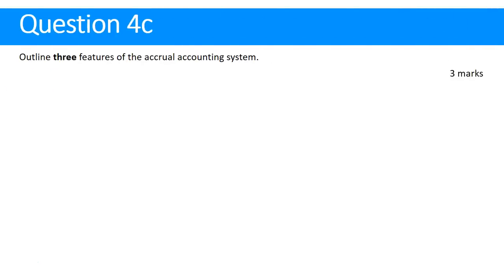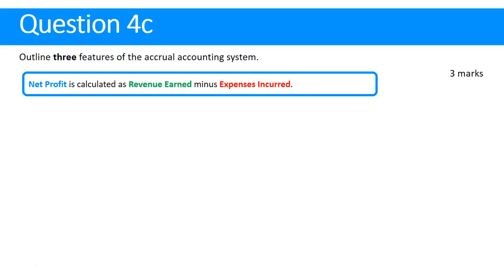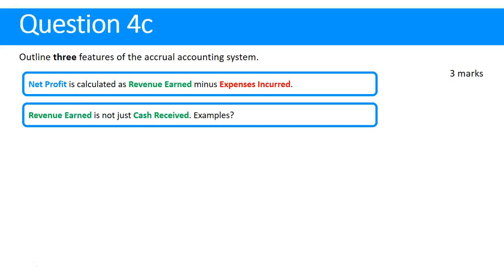So what we need to do now though is figure out an answer that says outline 3 features of the accrual accounting system. So based on our knowledge of it, what are 3 points we could talk about? So I'm going to list more than 3. Obviously we would only need to give 3 on the actual paper. So I guess one of the points is net profit under accrual accounting is actually revenue earned minus expenses incurred. It's not how much revenue was received and how many expenses were paid.